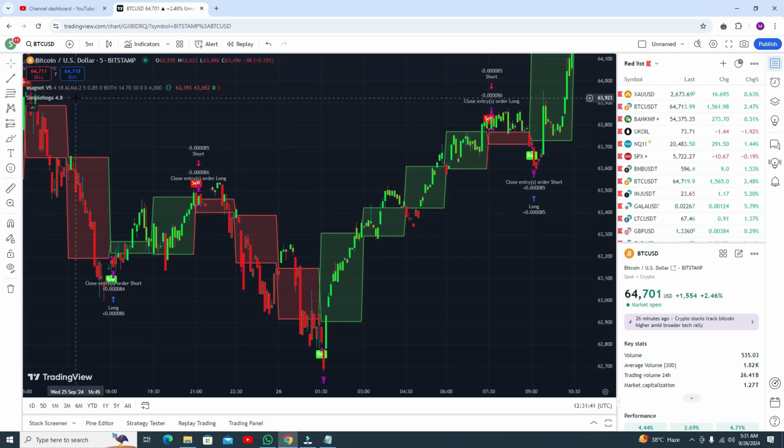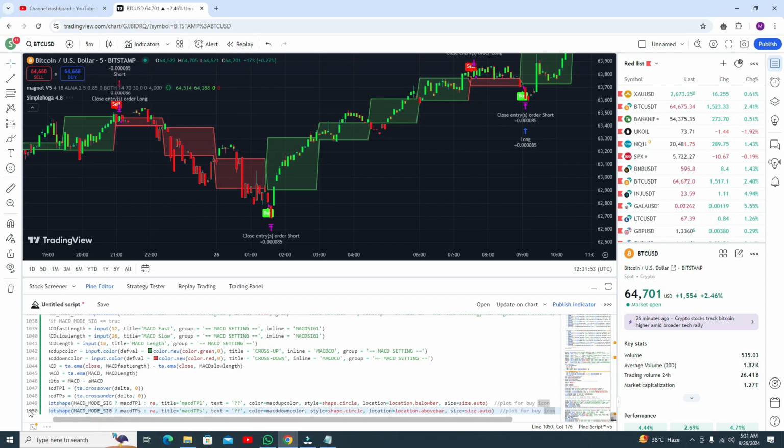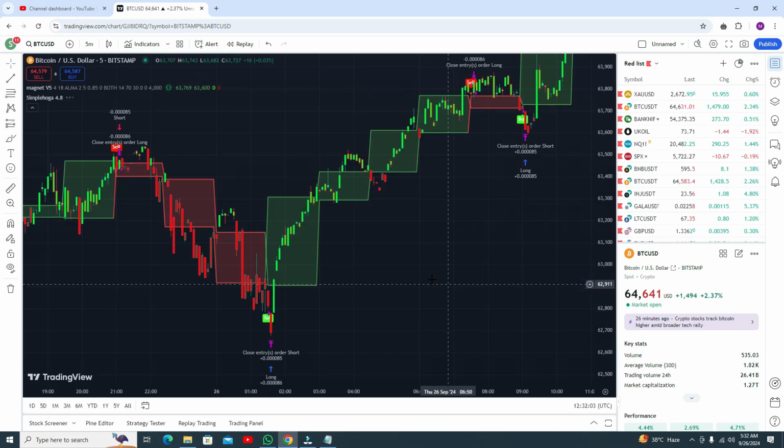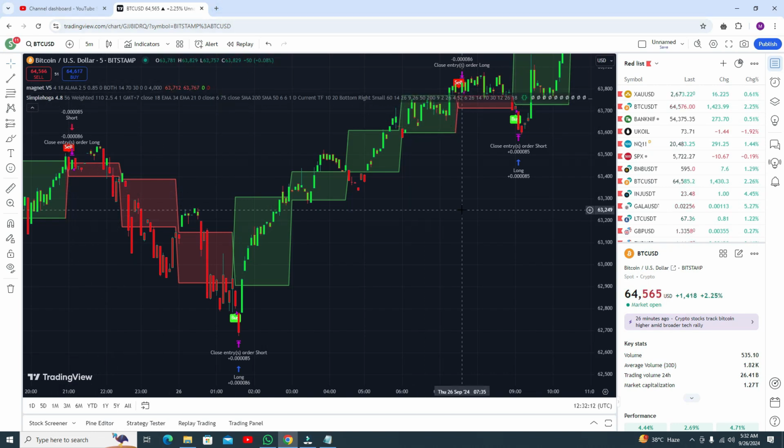Control A, remove all the code, then paste my code, and then click on add to chart. Okay, after adding to the chart, the indicator will look like this one. It's still loading, and it will be compiling because of the 1050 lines of this indicator, so that's why it's taking a little time. So do not worry, it will be fine in a few seconds. Okay, now I think it's done.